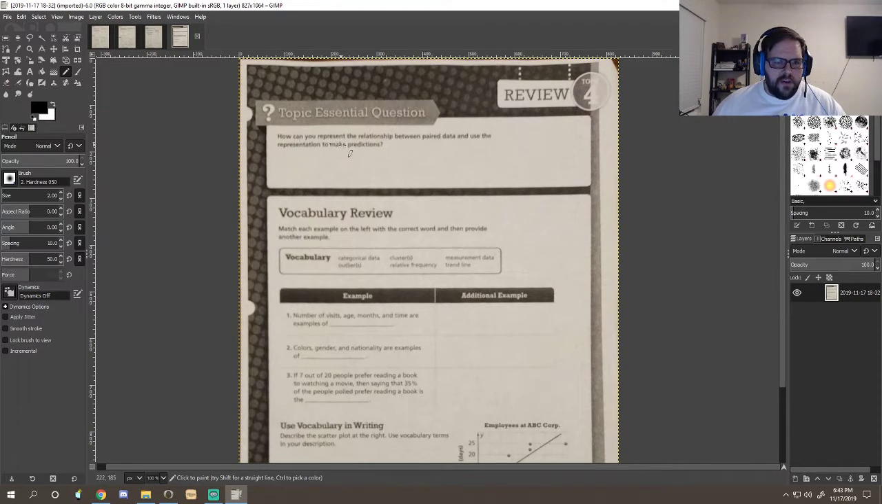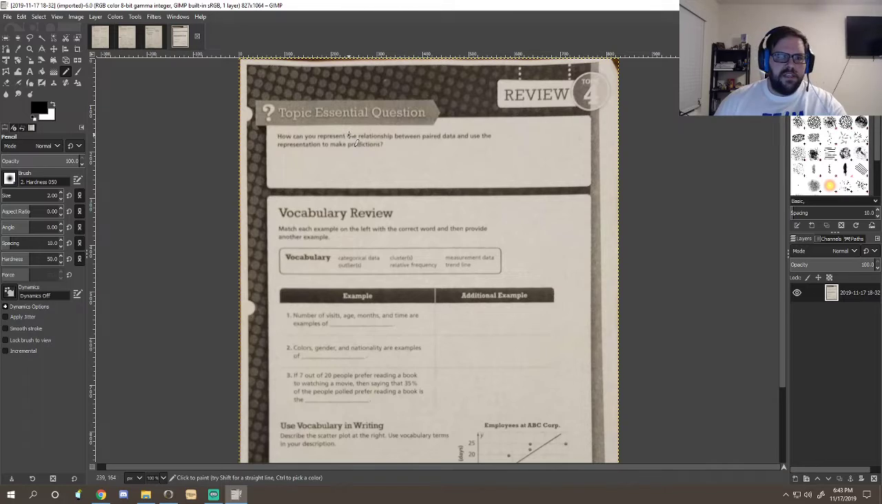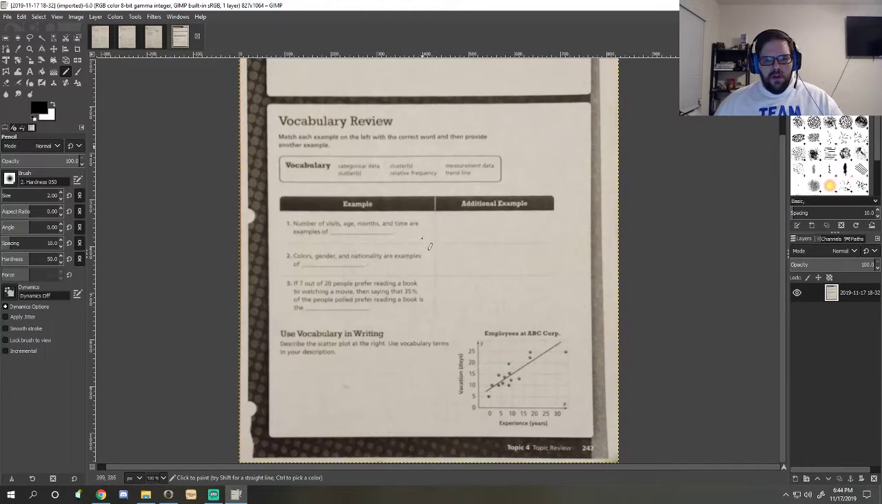Starting off on the first page, which is page 247. The first question says, how can you represent the relationship between paired data and use the representation to make predictions? If we go back into our notes for everything that we've been doing the last few weeks, that question is answered in there. Also, think about the different relationships that we've been working with. So I'm going to let you guys handle that question.